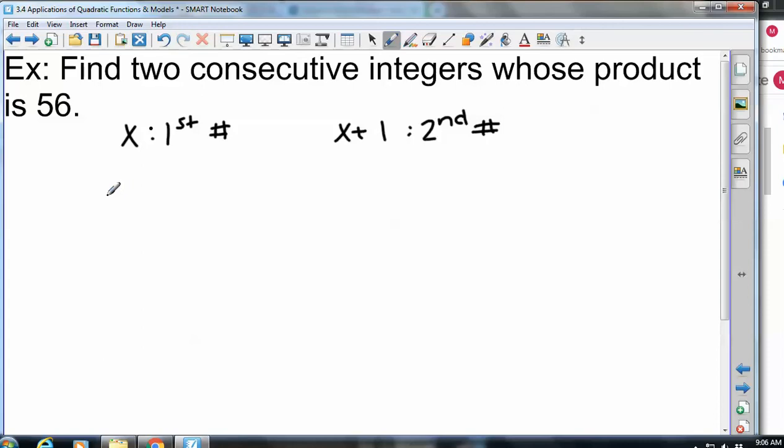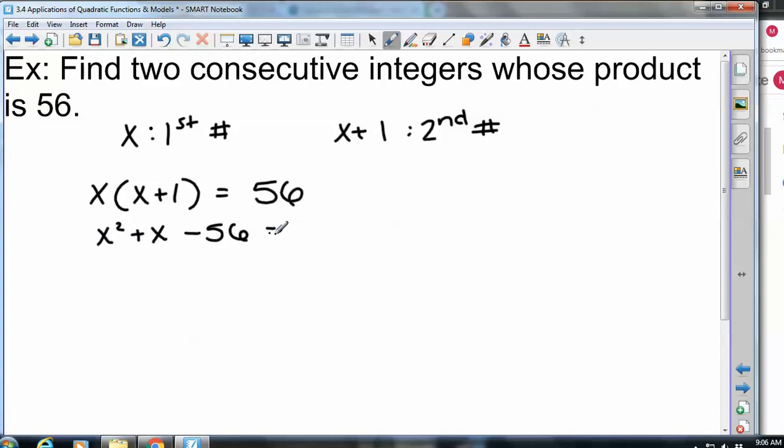Then I said their product. What does product mean? Multiply. So I am going to multiply these things. Is means equals 56. Alright, so now this is like a problem we had in our quiz yesterday. What would I do? Solve for x. So we have to distribute. So x squared plus x. Subtract over our 56. Equals 0.